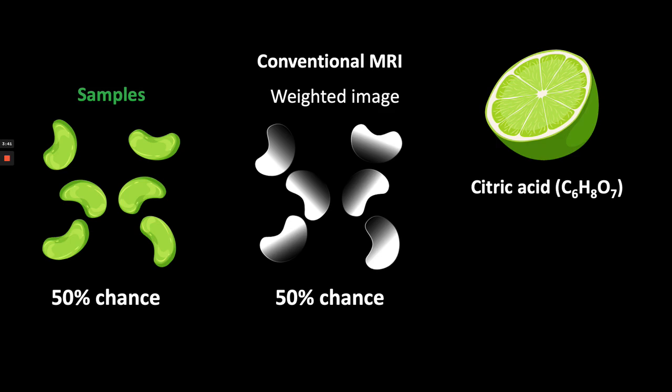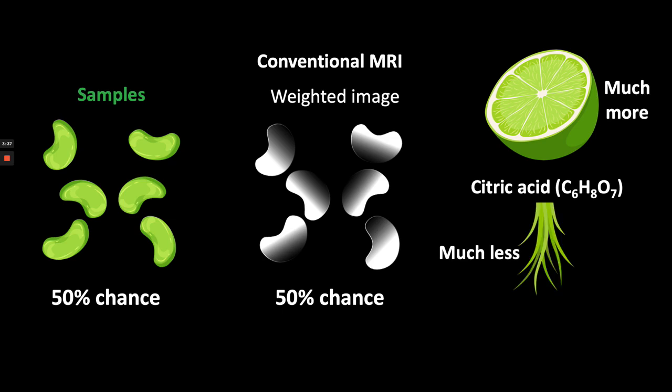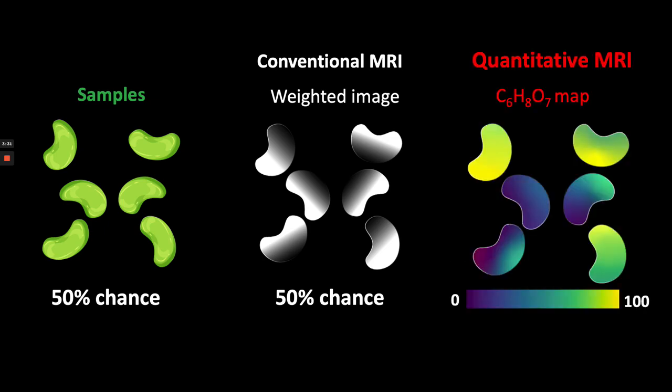But if we had a quantitative MRI method that is sensitive to citric acid, then we could tell lime from grass depending on the content. And the quantitative maps would look like this, and you would set a numerical threshold here because the voxel values now have a meaning, and then you could pick up the good ones. So thanks to quantitative MRI, we could win in this game.